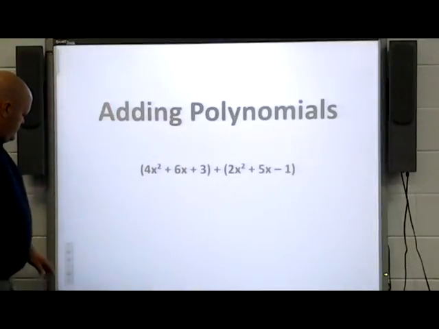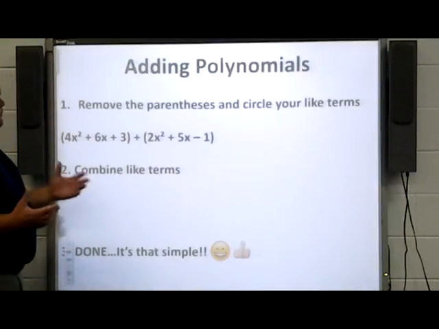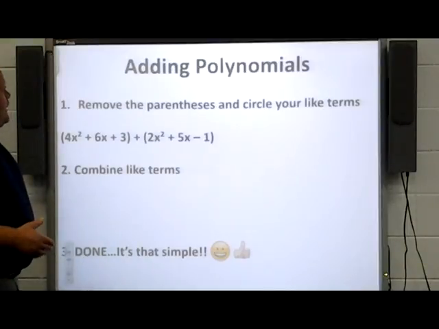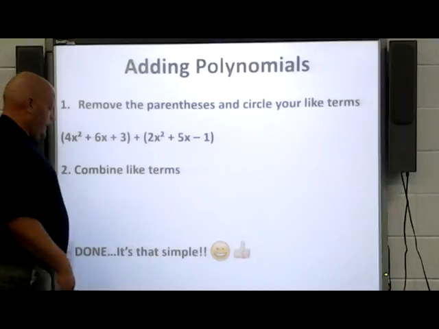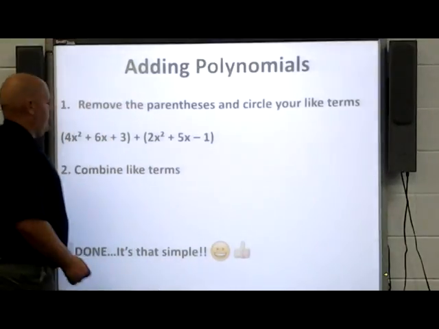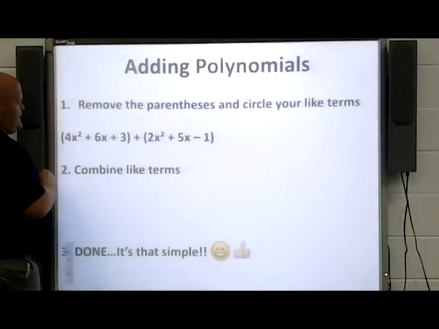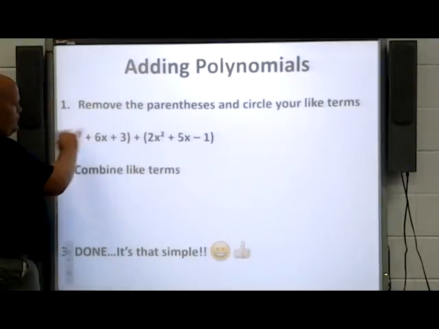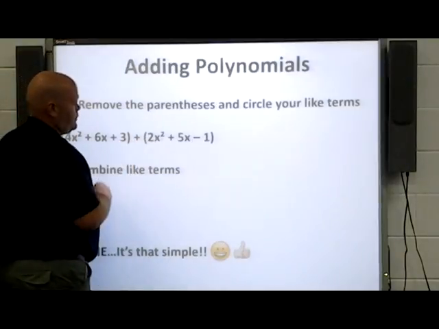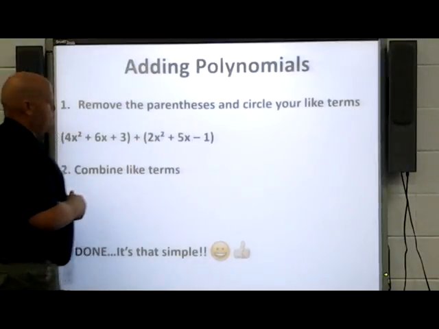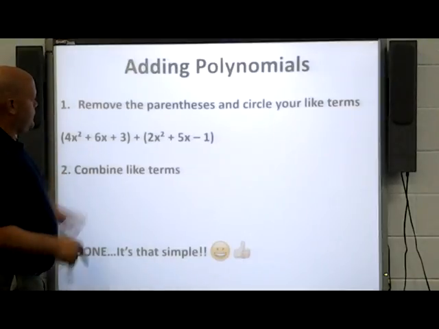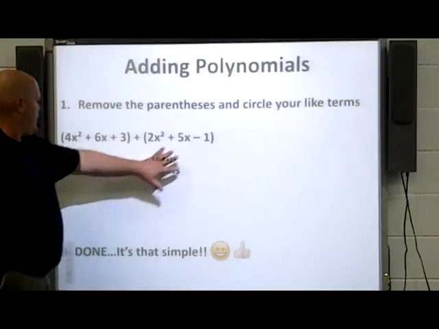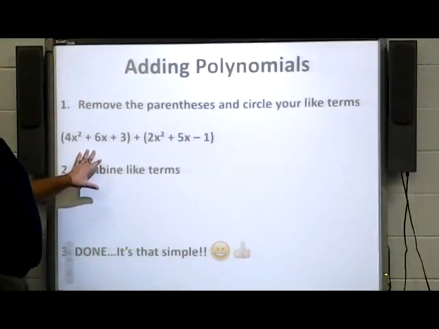Adding polynomials. This scares a lot of people. Not necessarily that bad. All we're having to do is we're really looking for like terms, things that are alike. In this first example, we have 4x squared plus 6x plus 3, the quantity of these, plus the quantity of 2x squared plus 5x minus 1. Now, this looks overwhelming. There's different ways you can do this. Some people like to take this expression and align them with the other.